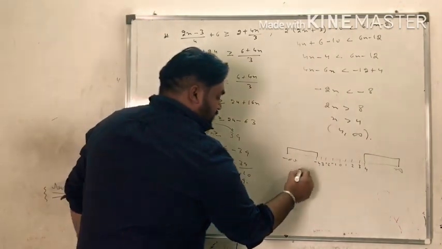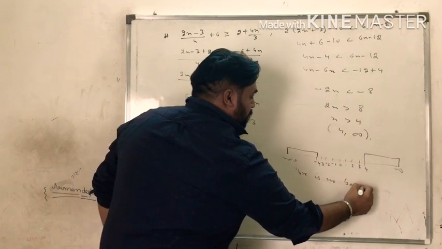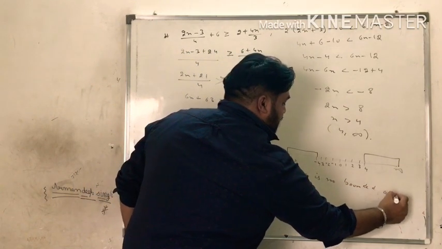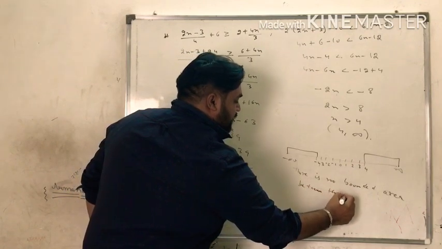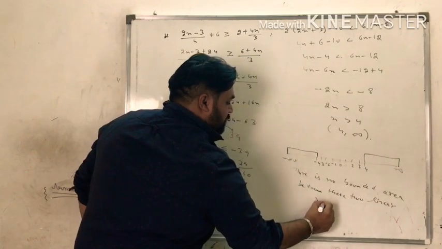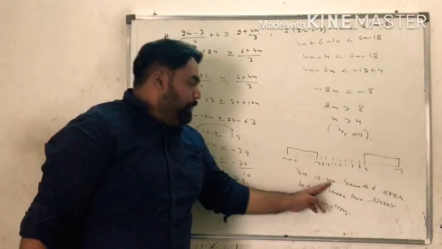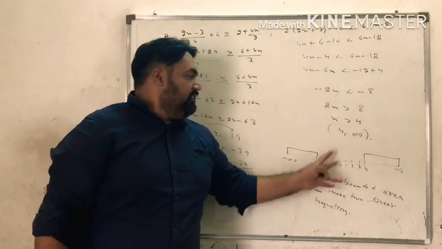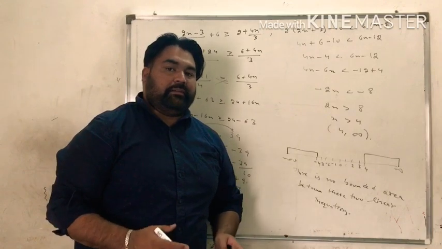So we can say there is no bounded area between these two linear inequations. So this is the end of this concept.